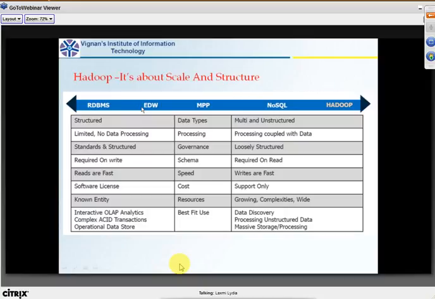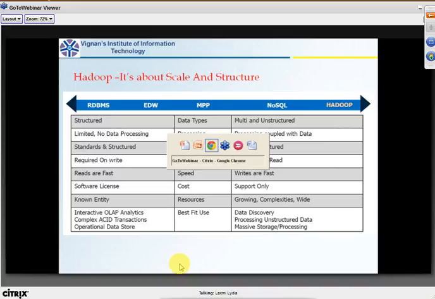And I would like to make a small comparison here of how Hadoop compares in scale and structure with RDBMS, the relational database management system, enterprise data warehousing systems, and NoSQL. NoSQL is a very wonderful topic. Now in the market, there are a number of NoSQL products, like HBase, which is a part of the Hadoop ecosystem, and other NoSQL products like MongoDB and Cassandra. These are all important NoSQL products. Now, what is the difference between SQL and NoSQL?